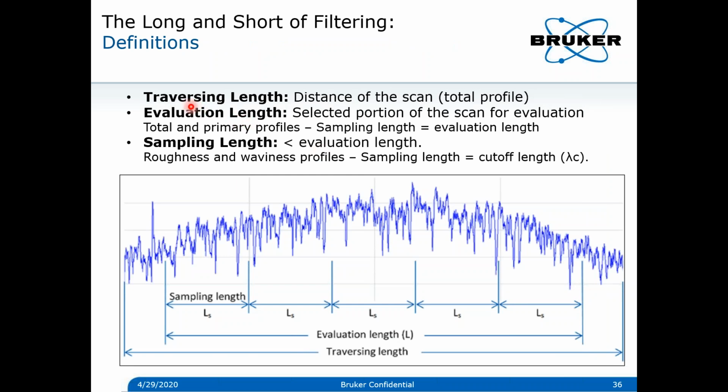Now, let's look at some more of the theoretical part. Once you get a profile, the total length which you travel is called the traversing length, and the evaluation length is the length over which you do the profile evaluation, which is typically less than the traversing length because we normally cut off the end part of it. And in terms of the stylus profiler, we keep a particular number of sampling lengths. Each of these sampling lengths will be less than the evaluation length.